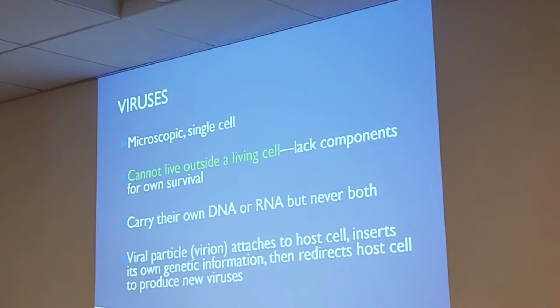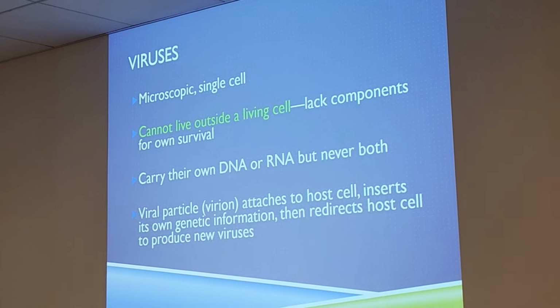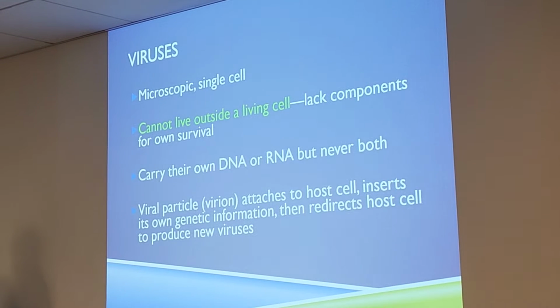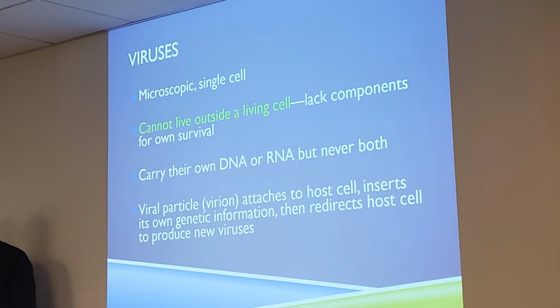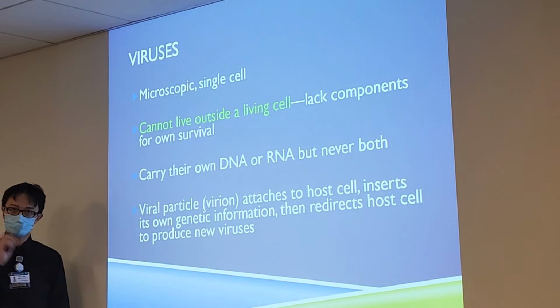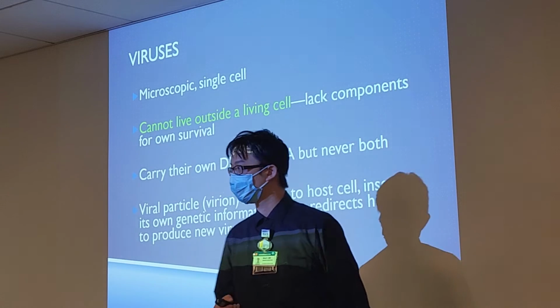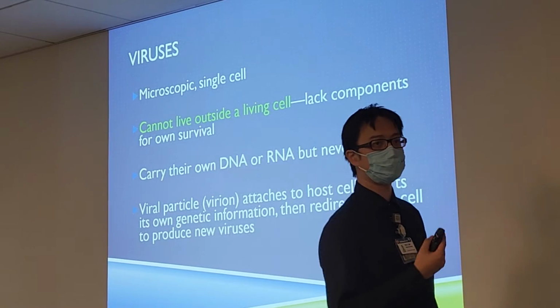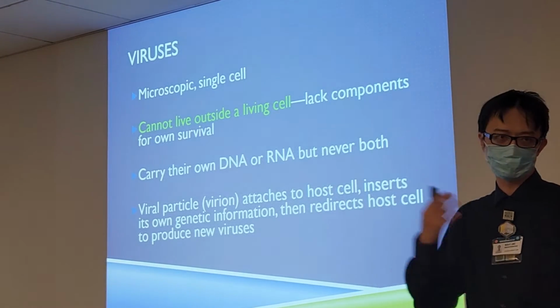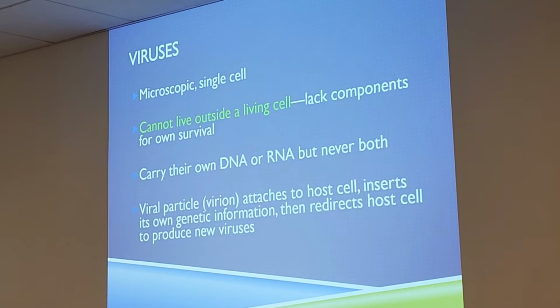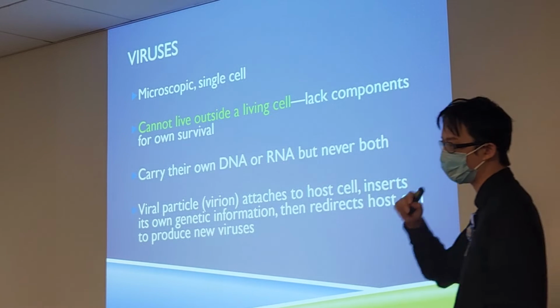So the viral particle, we call it a virion. The viral particle attaches to the host cell. When it attaches to that cell, it injects its own genetic information, whether it's DNA or RNA, doesn't matter, but that gets injected into the cell. And that genetic information then takes over the machinery of the cell, and instead of the cell making more of its own DNA, now the cell is making viral DNA. Right? Or instead of the cell making more RNA, it's now making viral RNA.